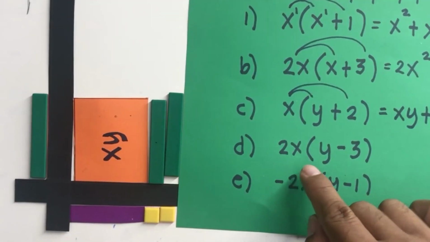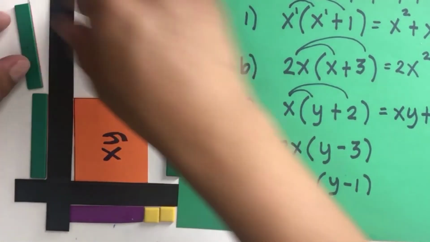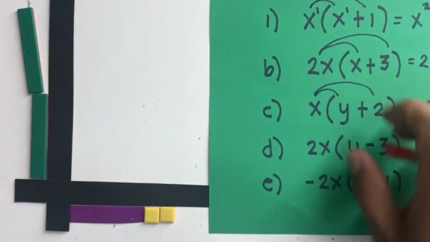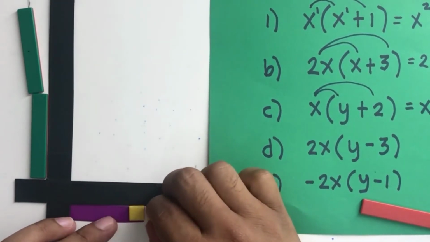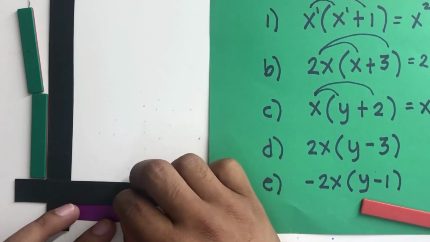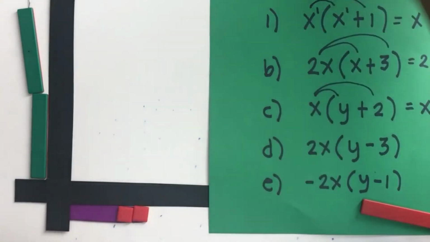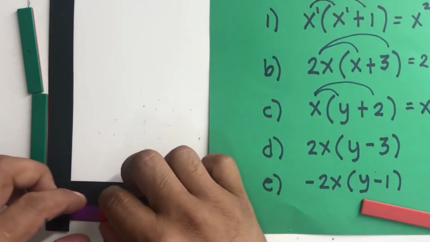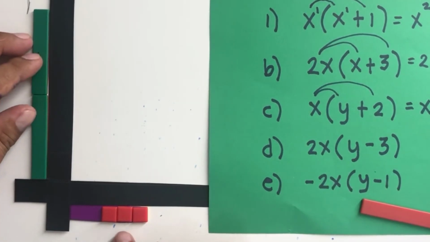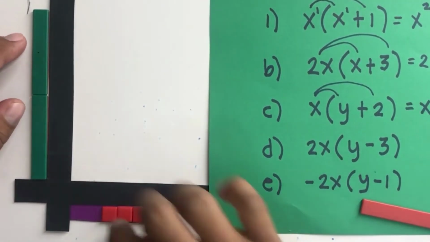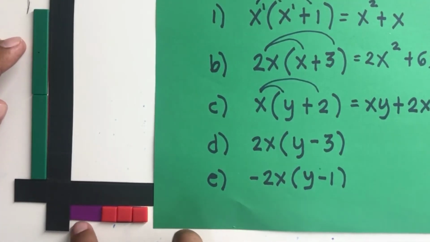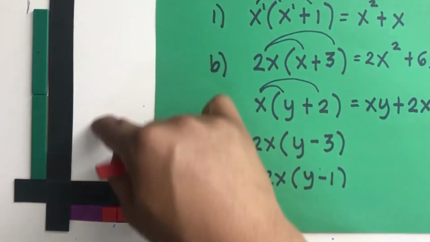Letter D, 2x times y minus 3. So we need 2x here, and we need y minus 3. How do we represent y minus 3? We need to put these little squares on top of y, but flip that over to represent the minus 3. Think of that red part as the part that you cut away, so they do not exist anymore. So the y minus 3 is this purple part. Then we need to form that rectangle here.